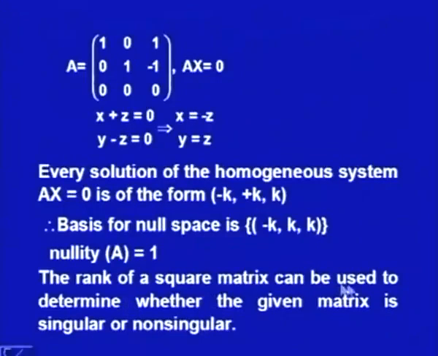Now the rank of a square matrix can be used to determine whether the given matrix is singular or non-singular. Suppose in some example the nullity of A comes out to be 0, then the rank will be equal to the size of this matrix A. So we can use this result to know whether a given matrix is a singular matrix or a non-singular matrix.